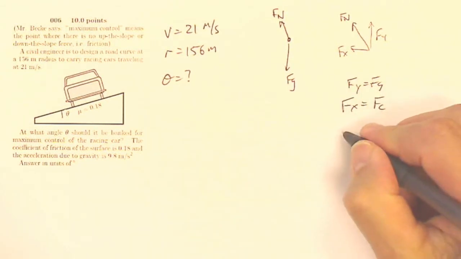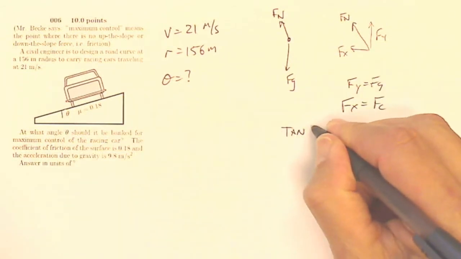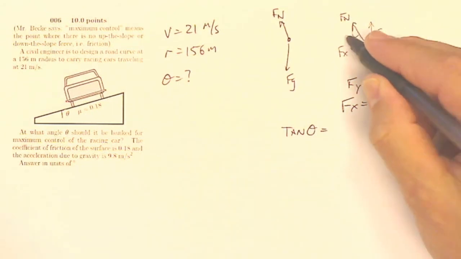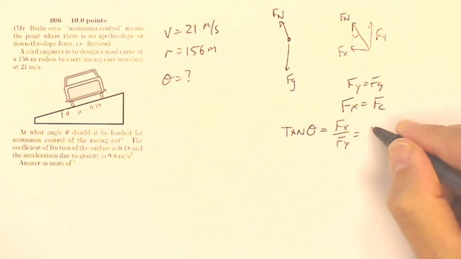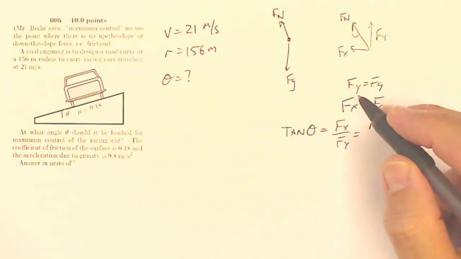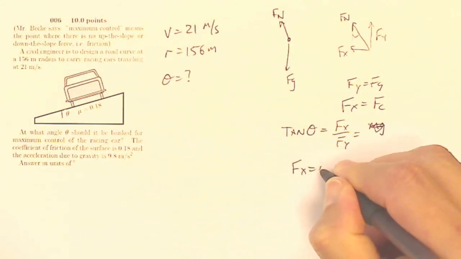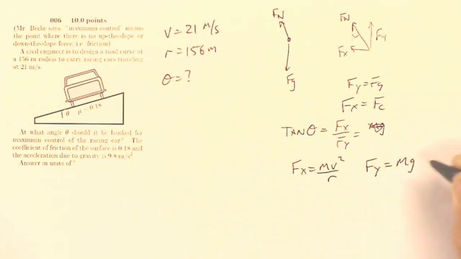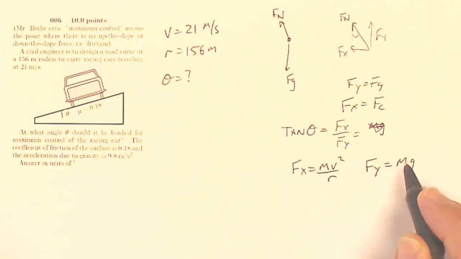So my Fy is gravity, and what's interesting here is that here's this theta. I know that the tangent of that angle is going to be the opposite over the adjacent, so here's theta as well. It's going to be my Fx over my Fy. And Fy is going to be Fg, which is mg. Fx is going to be my centripetal force. So Fx equals mv squared over r, and Fy is going to equal mg. So when I get Fx over Fy, it's going to be mv squared over r divided by mg.